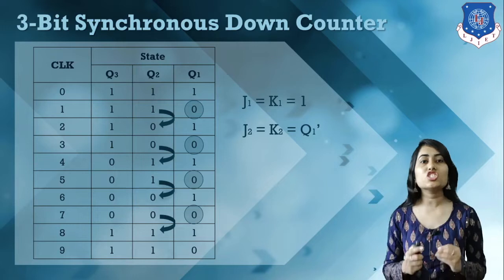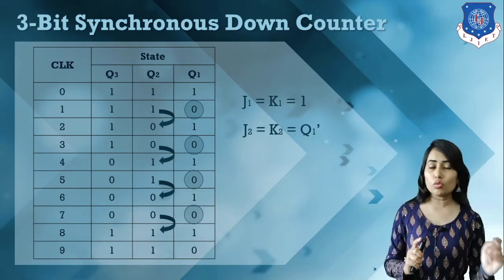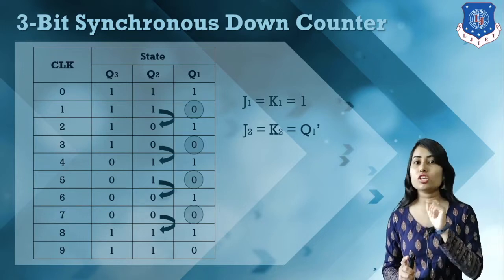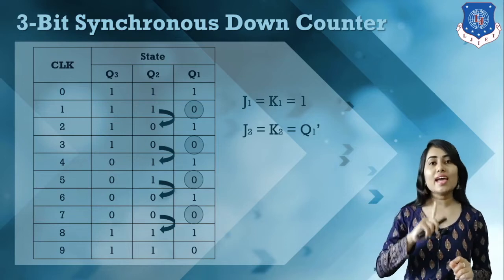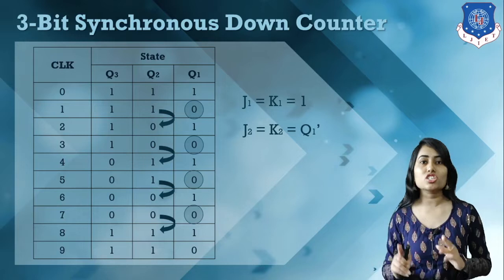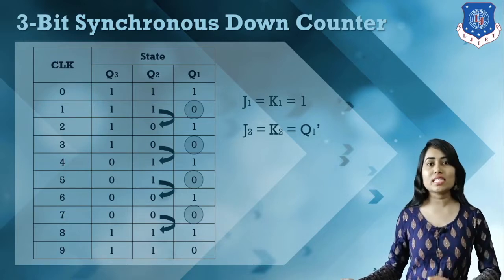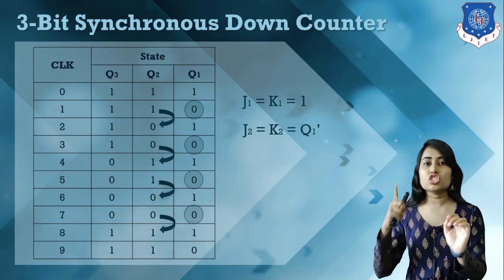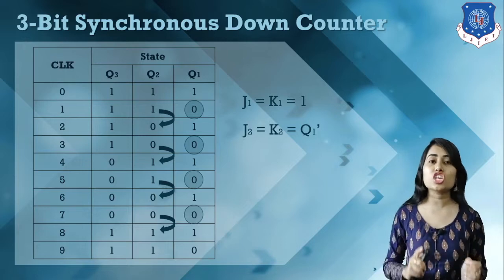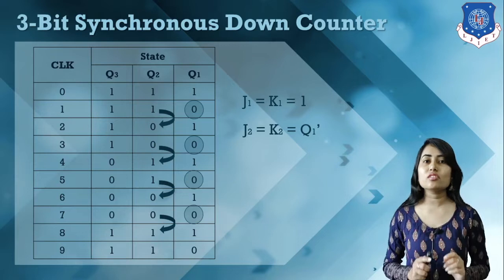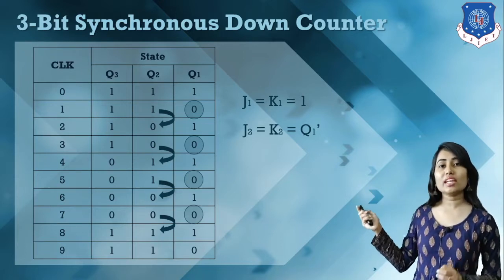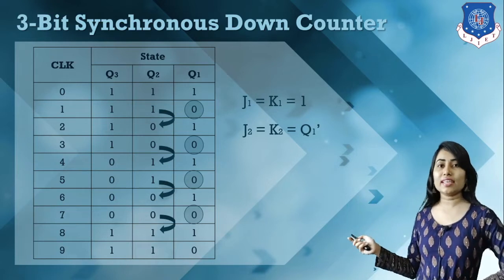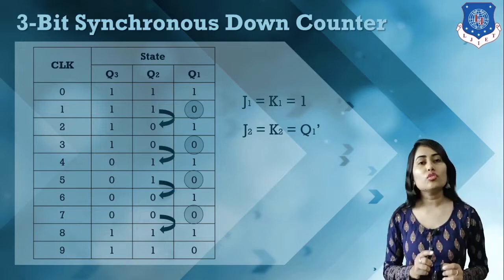So basically we can apply J2 K2 is equal to Q1 dash, because when Q1 is equal to 0, we have toggle operations. If we apply J2 K2 is equal to Q1 dash, then whenever Q1 is equal to 0, Q1 dash is equal to 1, and then J2 K2 is equal to 1, that means we have toggle operations, right? Basically in a JK flip-flop, we need the input 1 1. So whenever Q1 is equal to 0, the JK flip-flop inputs are 1 1. That means there is a change of state, a toggle mode operation, when Q1 is equal to 0. That's why we apply Q1 dash, because whenever Q1 is equal to 0, Q1 dash is equal to 1, and so J2 K2 is equal to 1 1. So we have toggle mode operation.